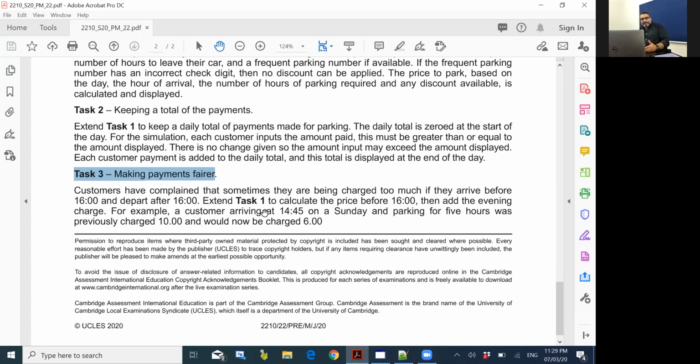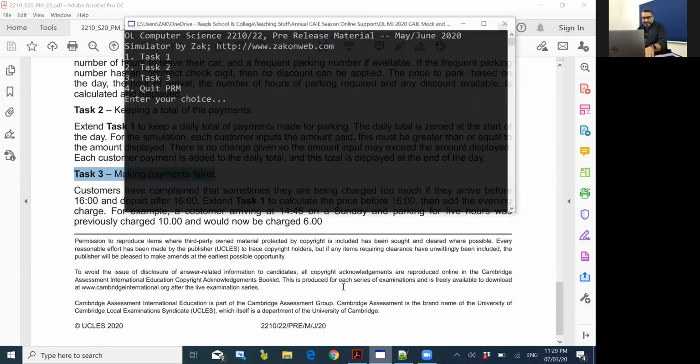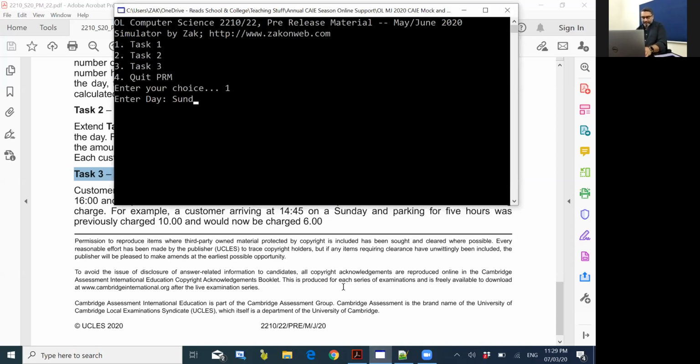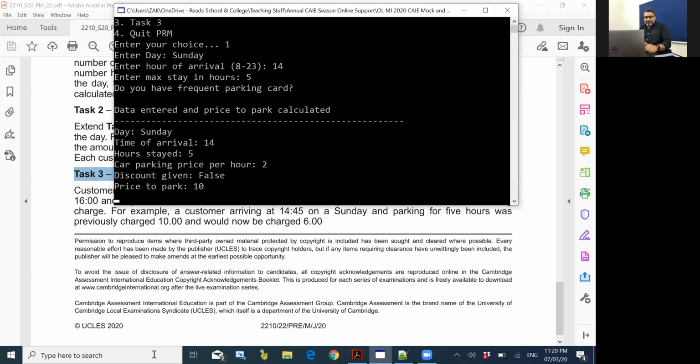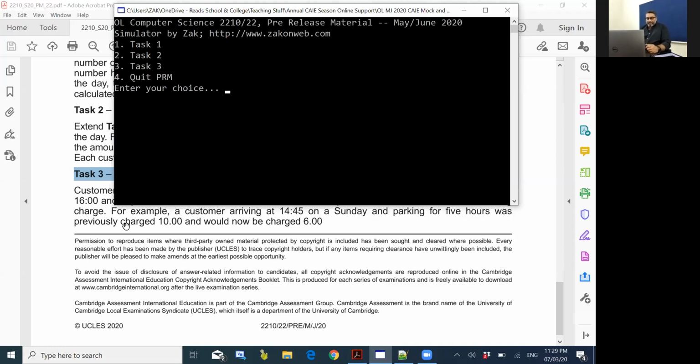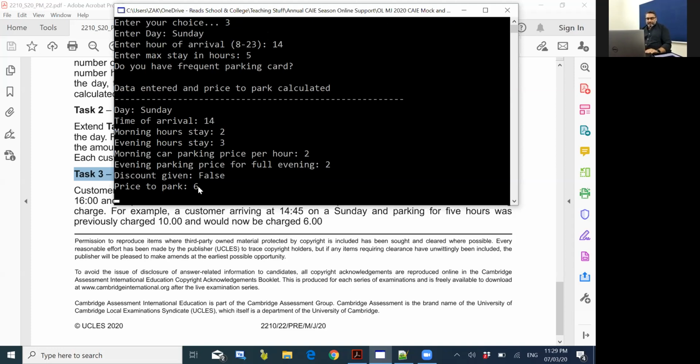For example, a customer arriving at 14:45 on Sunday and parking for 5 hours was previously being charged 10. So let's see in task 1, if on Sunday someone has arrived at 1400 and stayed for 5 hours, they are being charged 10 rupees. But now they would be charged 6. So let's see what's happening in task 3. I have entered task 3 over here in our simulator. They arrived at 14, maximum hours they stayed 5, and yes, they are now being charged 6.